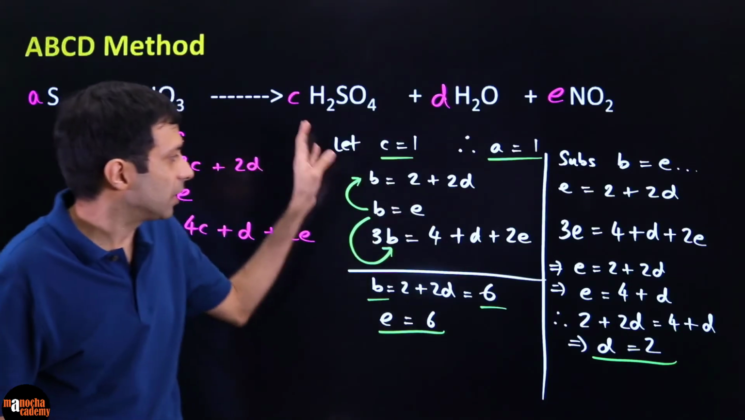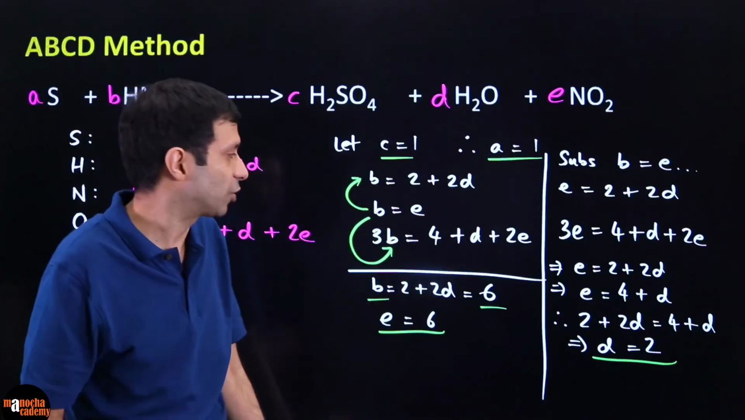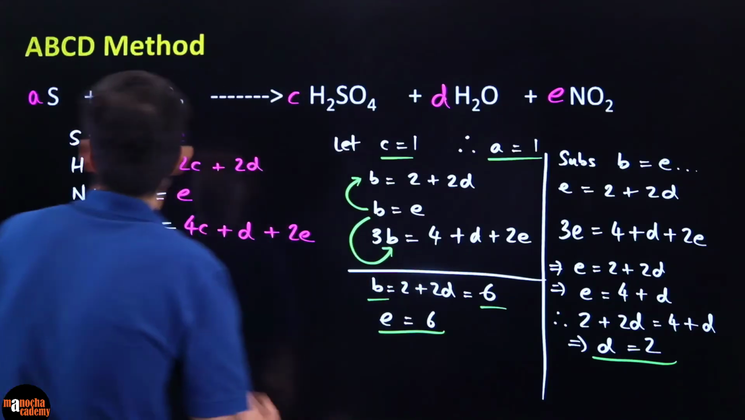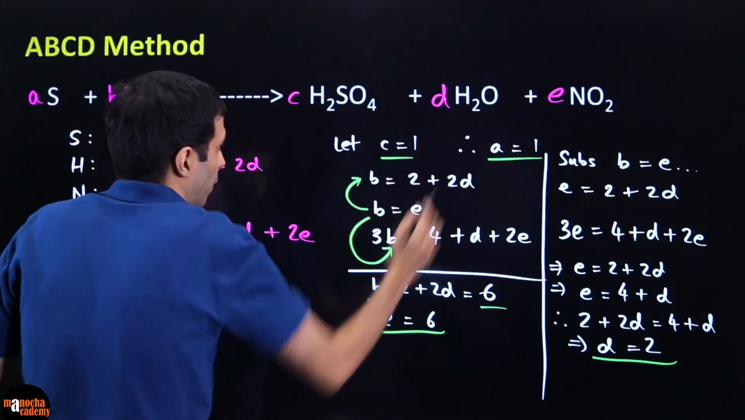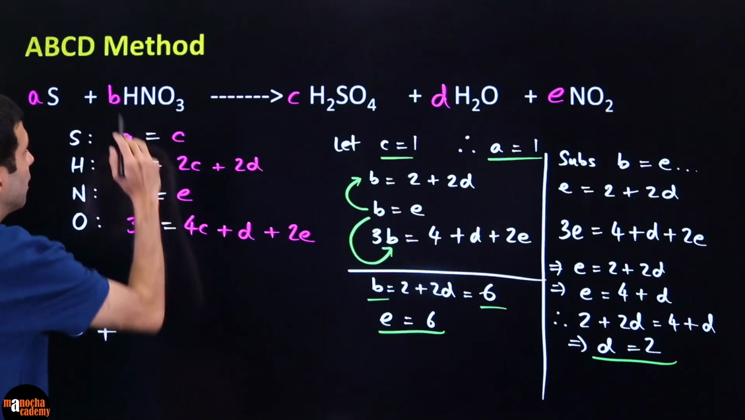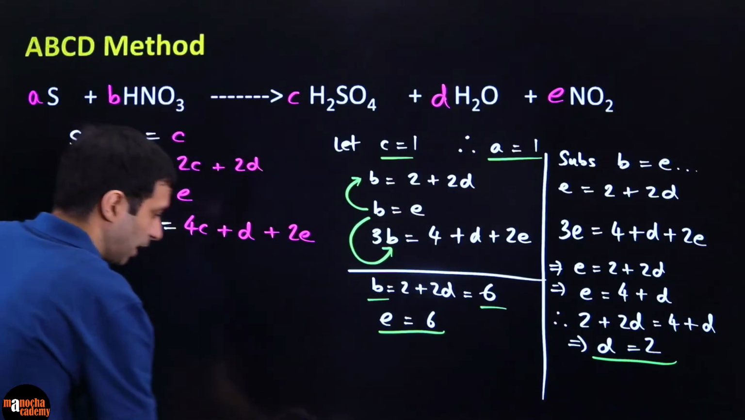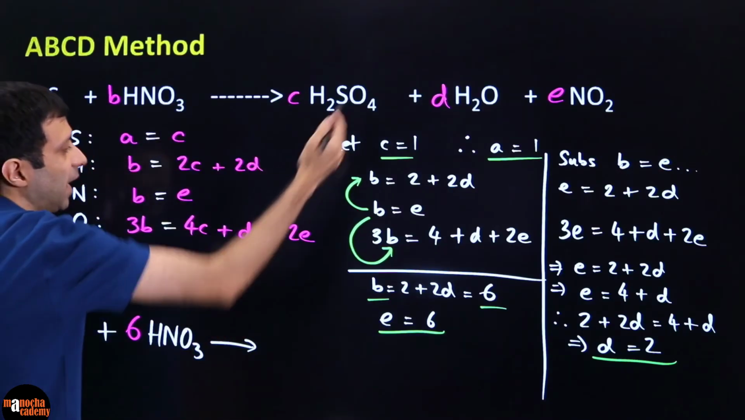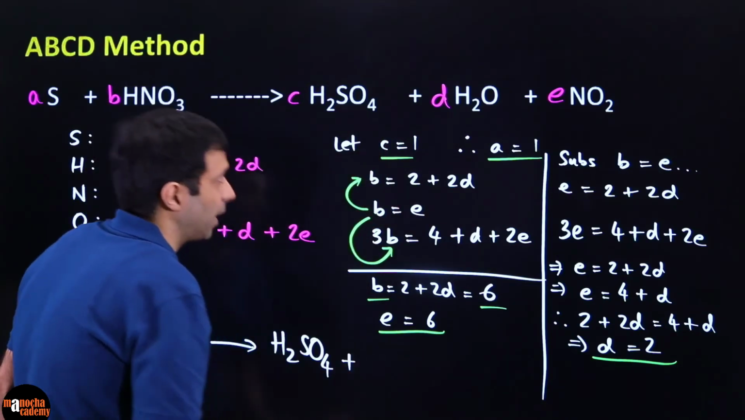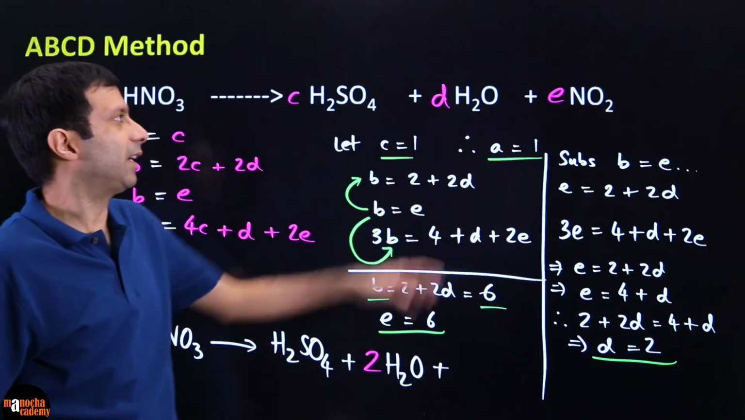So that's it. Now you can see we have got all our coefficients A, B, C, D and E. Just substitute and make sure there are no fractions. Luckily this time there are no fractions, so we can directly write the answer. It's going to be A times sulfur. A is 1 here, so it's straight away going to be sulfur plus B HNO3. What is B over here? 6. So 6 times HNO3 is going to give me C H2SO4. What is the value of C here? 1. So it's simply going to be H2SO4 plus D H2O. D is 2 there. And finally we have plus E times NO2.